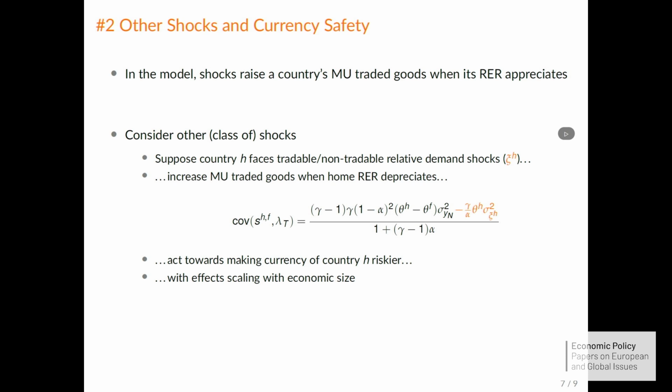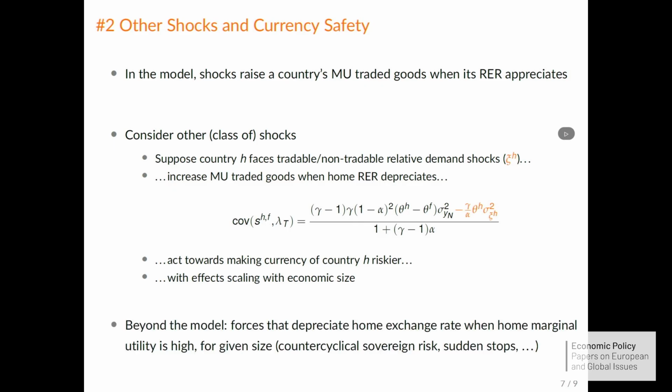They're just time-varying shares in the Cobb-Douglas aggregator, and I'm not saying these are particularly empirically relevant, but I want to say that, thinking a little bit outside the model, it's conceivable that there are forces, like financial forces, that tend to depreciate the home exchange rate when the home marginal utility is high. This could be for a given country size.